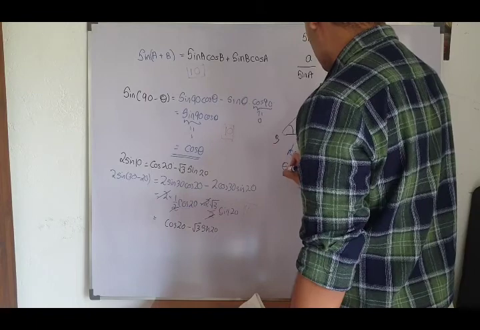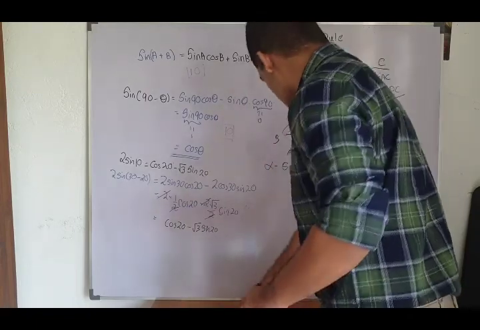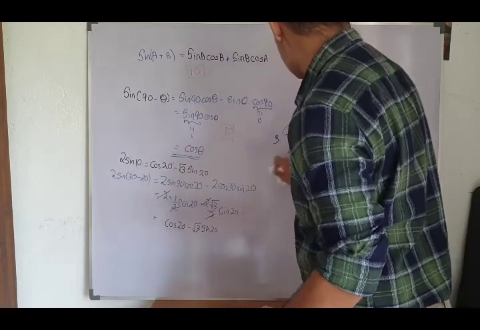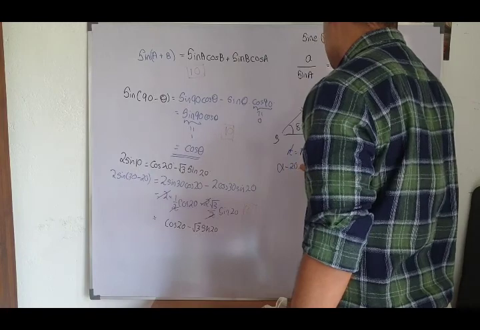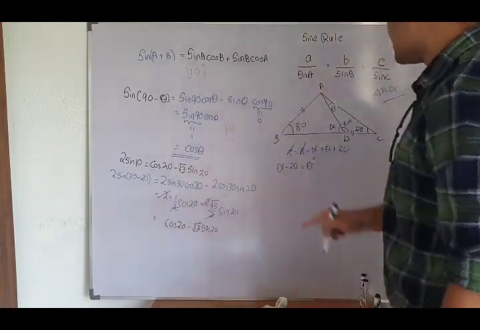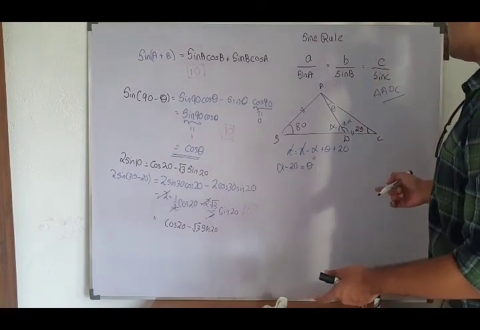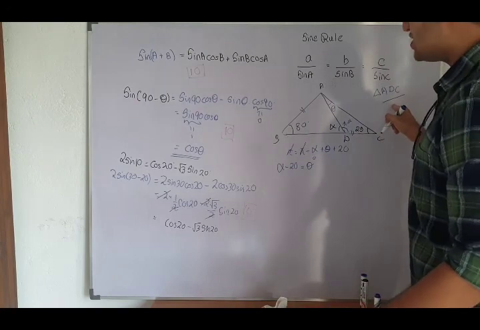Alpha minus 20 is equal to theta, sorry. So now you know the angle of theta. The rest you can easily find using the sine rule. We apply it for triangle ABC.